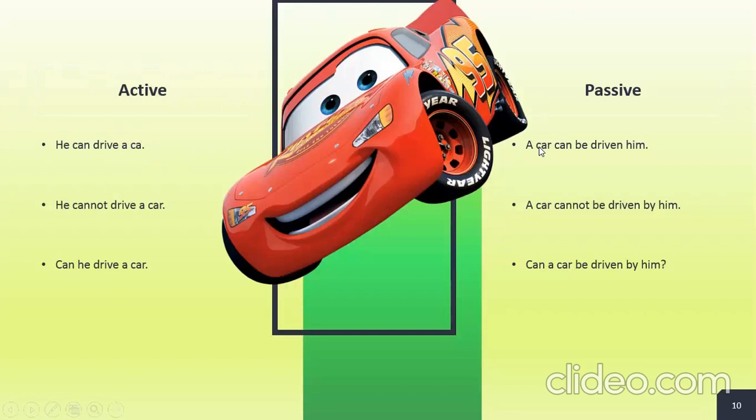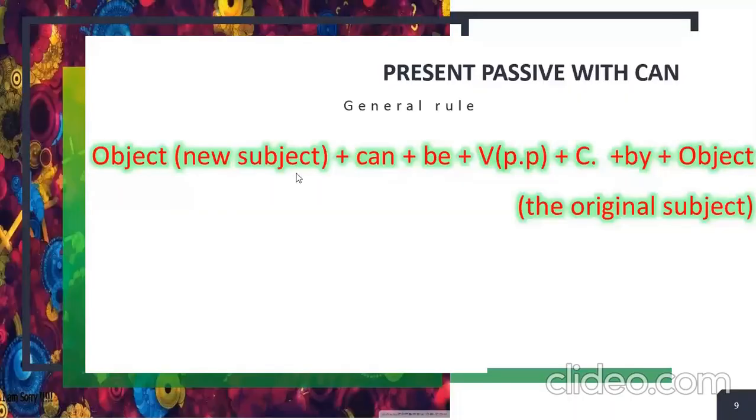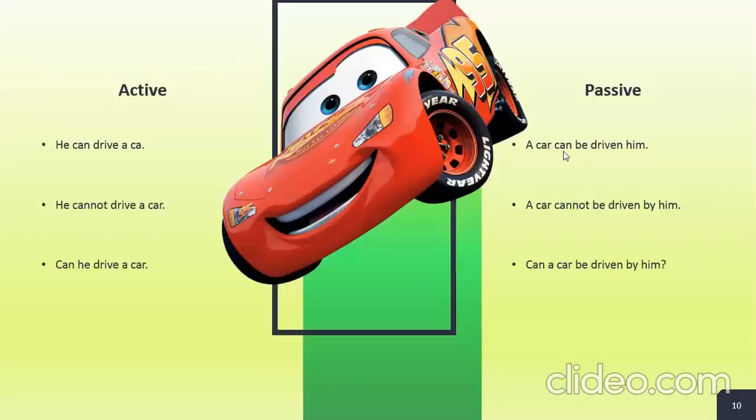The car, as we said before, after that comes the modal verb can. So we put can here, and after that, what do we put? We put verb to be, right? A car can be driven. And after that, the original verb into the past participle: can be driven him. Okay, there is a missing by here. So it must be a car can be driven by him, okay?